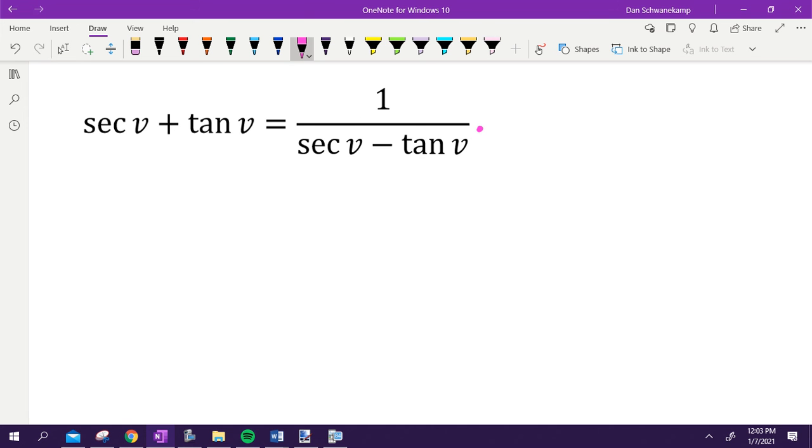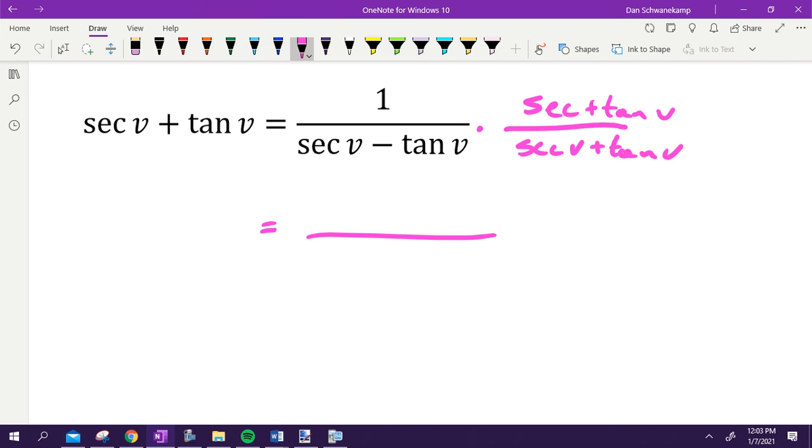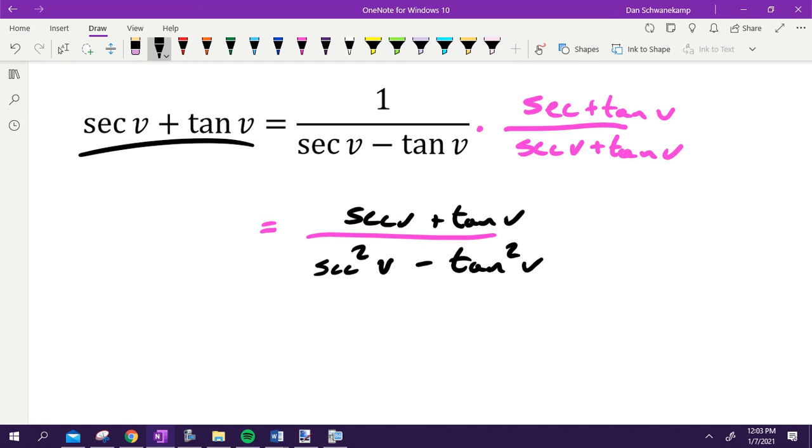Here we go. We are going to use conjugates, and the thing we're going to do here is multiply by secant plus tangent. That is the conjugate of secant minus tangent. And if we know how conjugates multiply together, what is the denominator going to be here? Secant squared, secant times secant, secant tangent, or secant squared. The middle parts are going to cancel, and I'm going to be left with tangent squared.